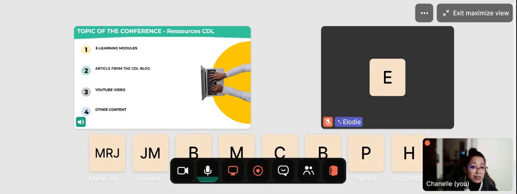So for this conference tonight, there is no e-learning module, article from le Cercle des Langues blog, or a YouTube video or other content. Mais il y a un exercice sur la plateforme, mais c'est pour le niveau B1. La différence entre do and make. Mais vous pouvez essayer. Si c'est trop difficile, ce n'est pas grave. We can just look at how we use it. La différence entre les deux.